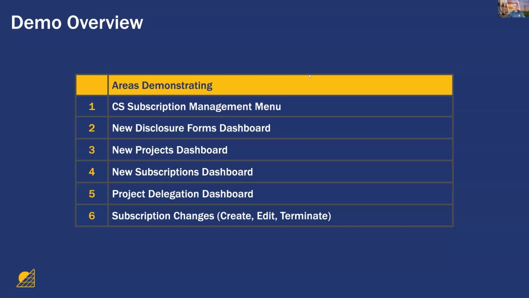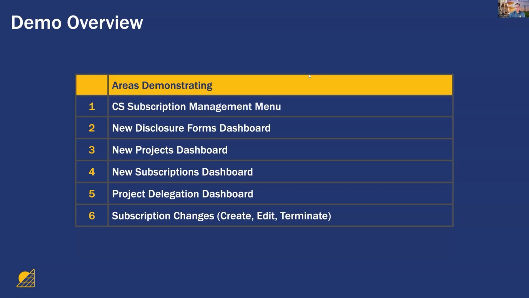Okay, so before we get into the demonstration, I wanted to give you an overview of what we're going to be covering in this demo. So here are the 6 areas that we're going to touch on in this demonstration. The first area is going to be the new subscription management menu. And number 2, we're going to explore the new disclosure form dashboard. Number 3, we're going to give a high-level view of the projects dashboard.